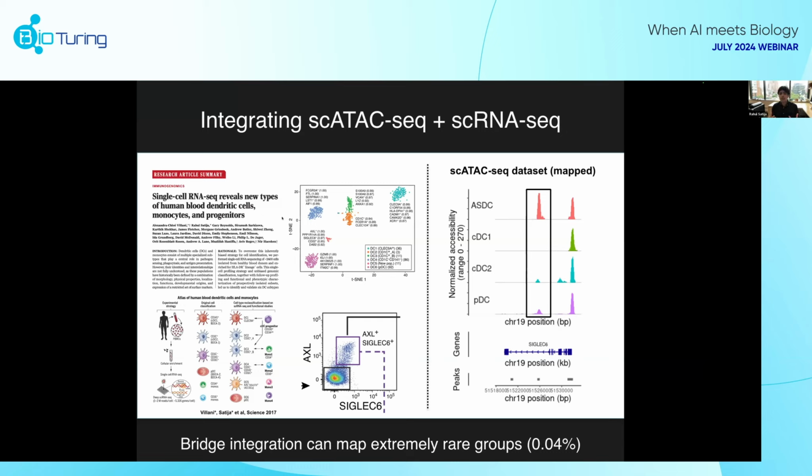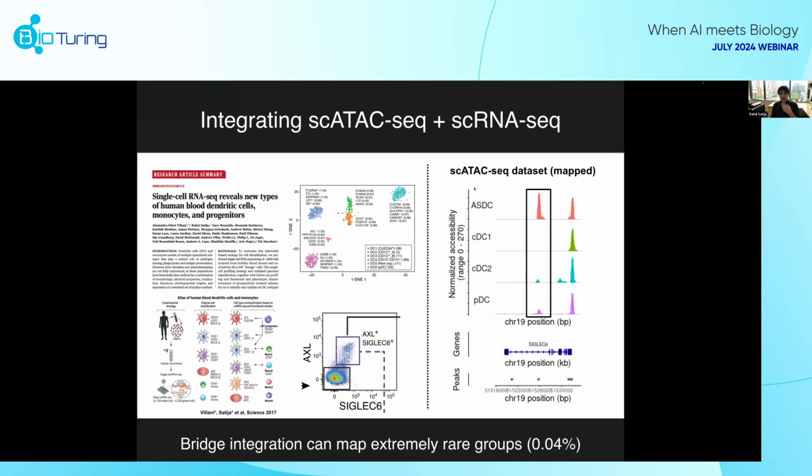But how do we know that they really are the same cells? So we can look at this gene, the SIGLEC6 marker, and we can find that there is a peak that is uniquely accessible and open only in this AXL SIGLEC6 population. And in fact, there are hundreds of these enhancers that are uniquely open in this cell population across the genome. And that's starting to give us some hints and some windows into who are the transcriptional regulators of these cells.